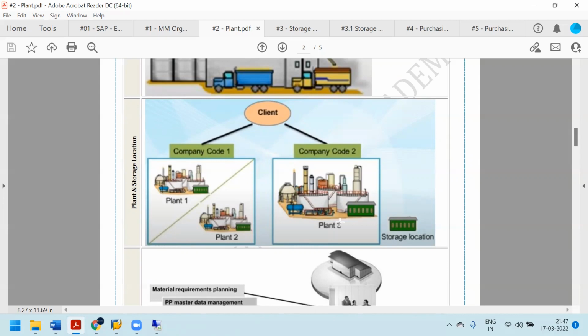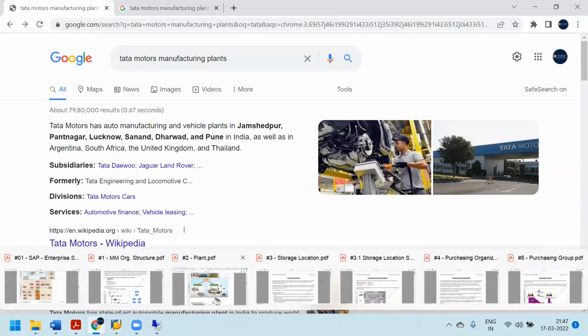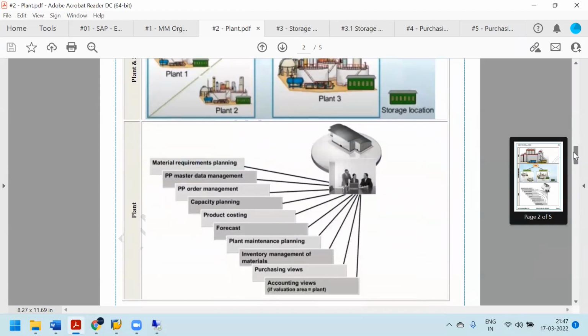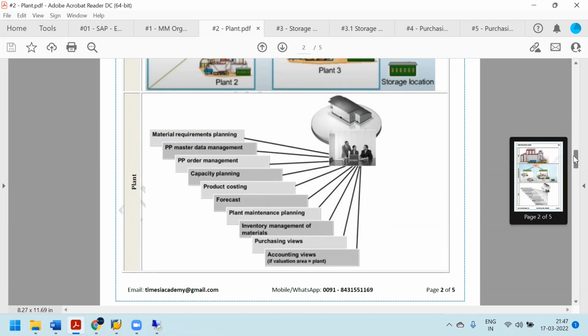I think Amazon has 5 or 6 big distribution centers across India. One is at Hyderabad, second one Bangalore, Pune, Mumbai, and all places. So those are called individually plants. Similarly, Tata Motors has manufacturing facilities in these places. And what are the activities which are carried out at plant level? Like materials requirement planning, PP master data management, forecasting, inventory management of materials, all these are carried out at plant level.